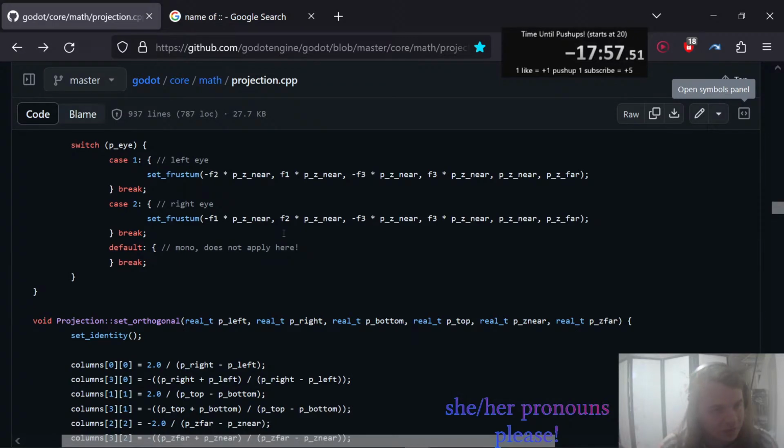Switch p_eye. Case 1, comment: left eye. Set frustum minus f2 times p_z_near, f1 times p_z_near, minus f3 times p_z_near, f3 times p_z_near, p_z_near, p_z_far; break. Case 2, the right eye: set frustum minus f1 times p_z_near, f2 times p_z_near, minus f3 times p_z_near, f3 times p_z_near, p_z_near, p_z_far. Break. Default, comment: mono does not apply here. Break.